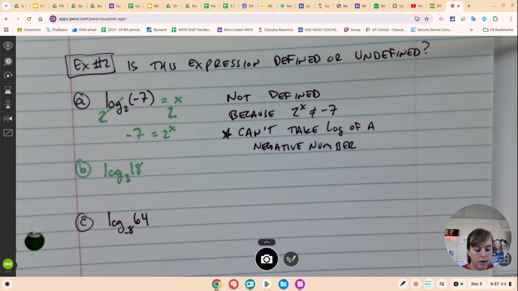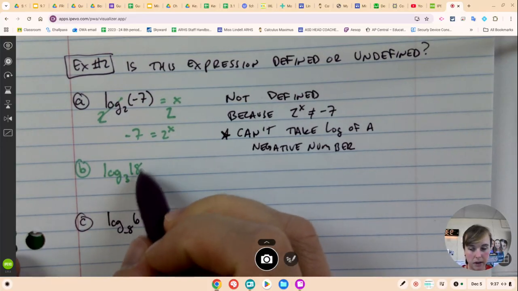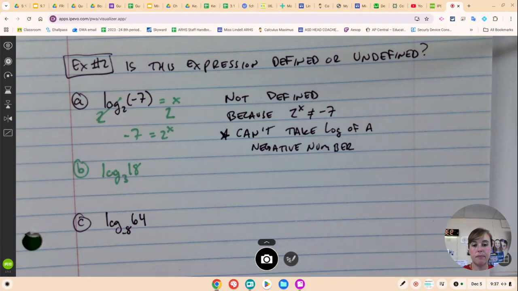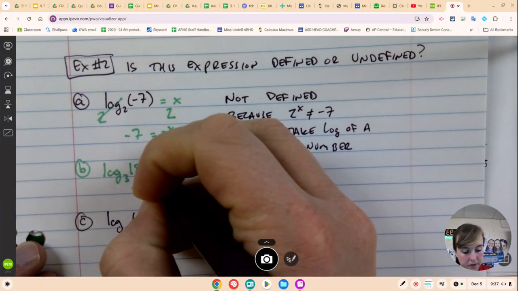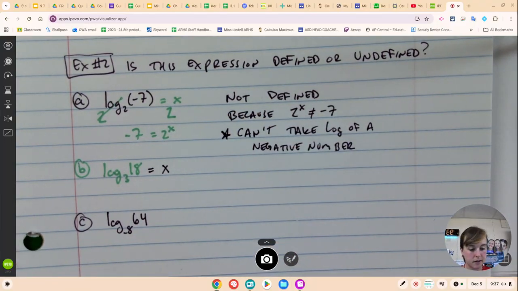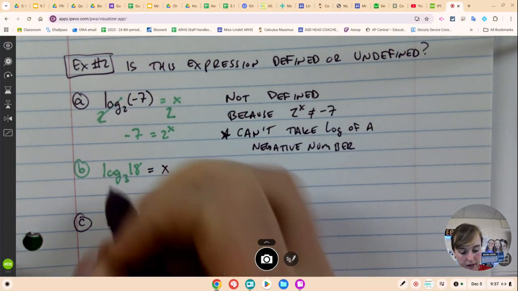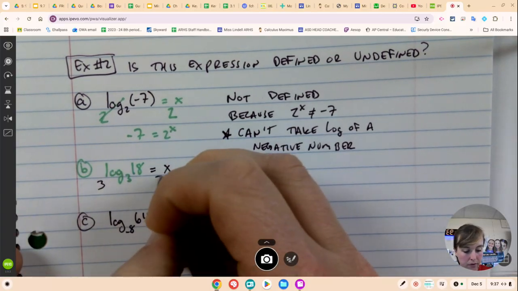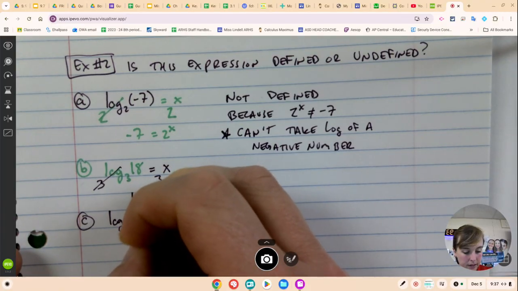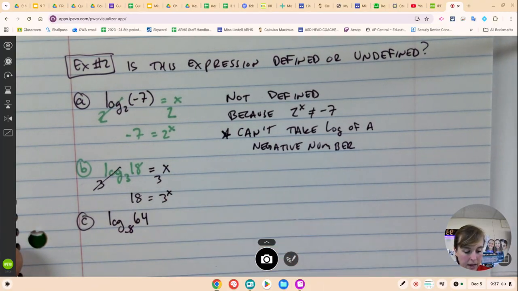All right, the second one, part B. Let's take a look. We've got log base 3 of 18. Okay, so far we're not taking the log of a negative number, so that gives us some hope that this could be a defined expression. Let's go ahead and try that same process. Equals x. Let's see if it makes sense. So we're going to put a 3 in the base of both sides because it's a log base 3. So we get 18 equals 3 to the x.